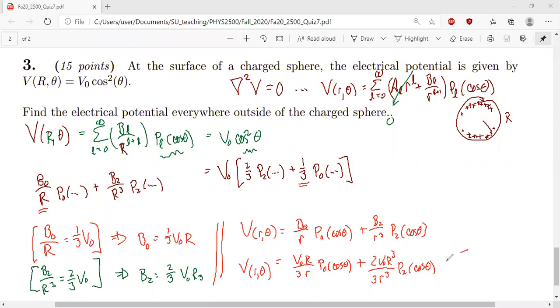But this is a good enough final answer. So if you reported this to somebody, they would know what all of these things are. So B naught, what you told them, and then P naught and P2, anybody who's anybody knows what the second and 0th Legendre polynomials are. So this is a good enough answer. And small little typo there, that should be R cubed.